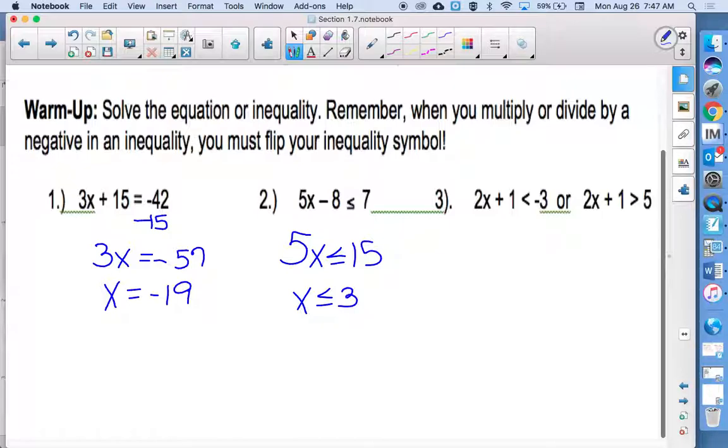So 2x plus 1 is less than negative 3. Solve that inequality separate. The other inequality, 2x plus 1 is greater than 5. You can solve that one separate as well. So you're kind of just solving both of them. So x is less than negative 2. Or x is greater than positive 2.